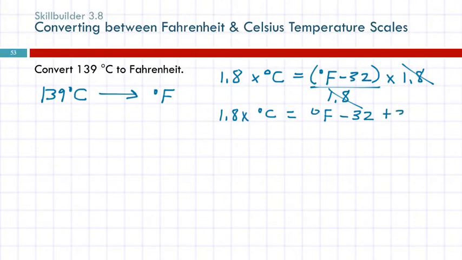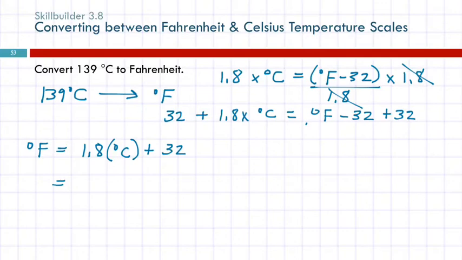So now what I need to do is add 32 to both sides. So after dealing with that mess, the degrees Fahrenheit is going to be 1.8 times the Celsius temperature plus 32. So now I can take this temperature in Celsius, 139. I'm going to multiply by 1.8 and then add 32. So 1.8 times 139, enter, plus 32. 282.2 is what my calculator says, and that's degrees Fahrenheit.